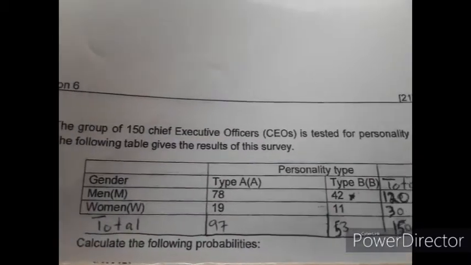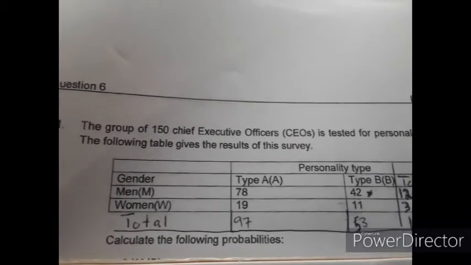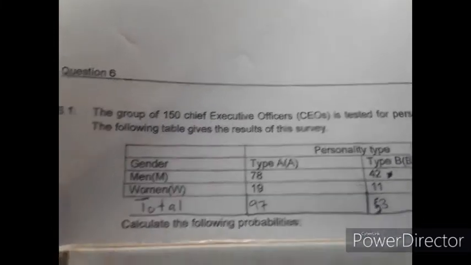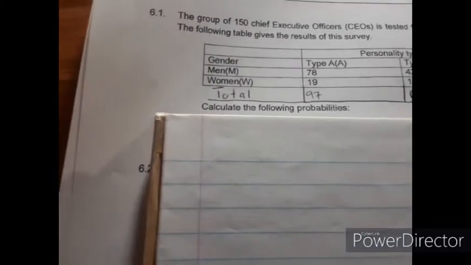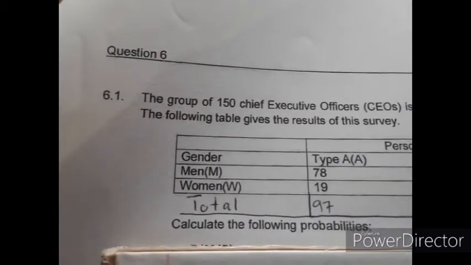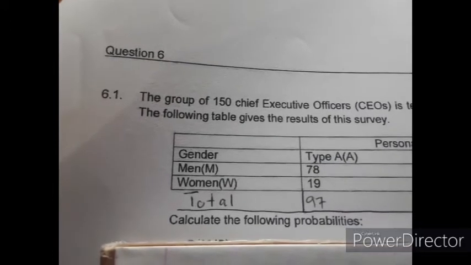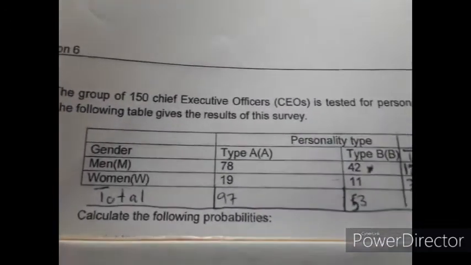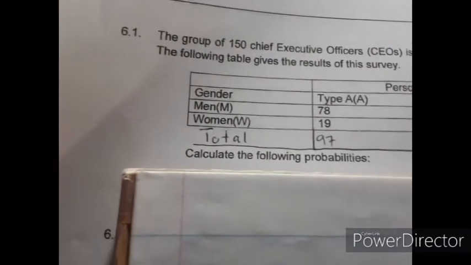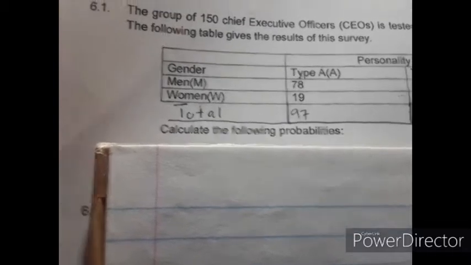Personality type: we have type A and type B. Gender: men and women. So the notation of men is M and the notation of women is W. For type A it is A, for type B it is B. Now calculate the following probabilities.